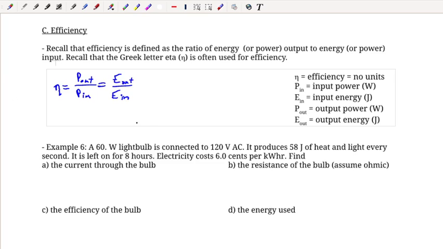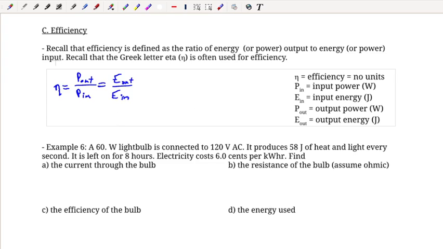Either one works. Now, if you're confused about which is the output or which is the input when you have two powers or two energies, you're never going to get more power out than you put in. So the numbers on the bottom always have to be the bigger numbers, unless you've made a mistake in your calculations and gotten a number bigger than you actually should have.